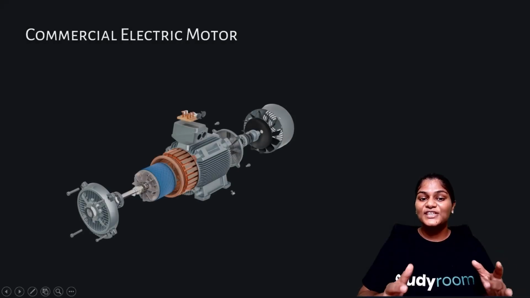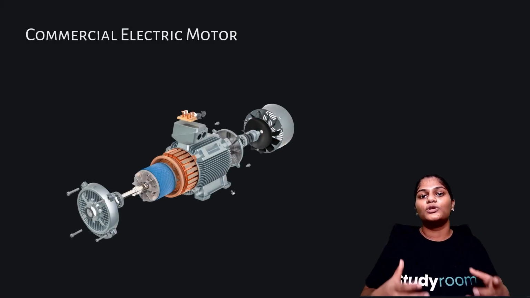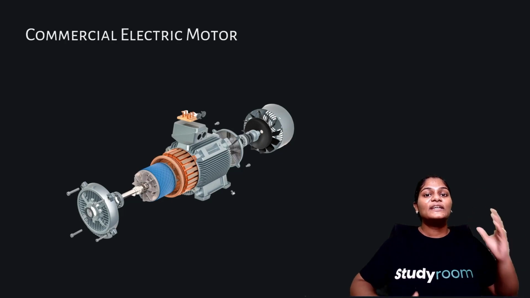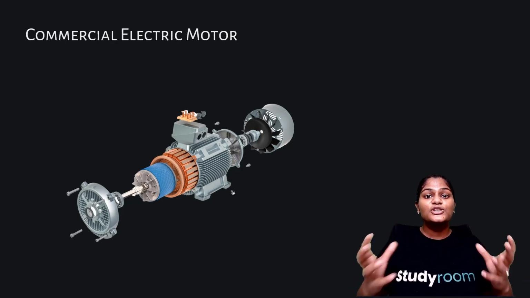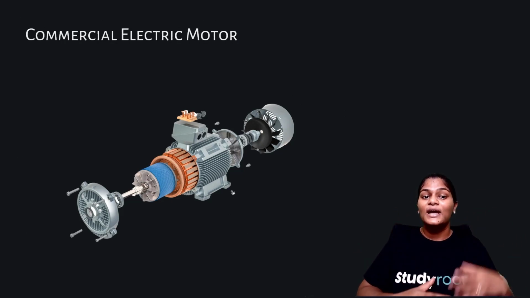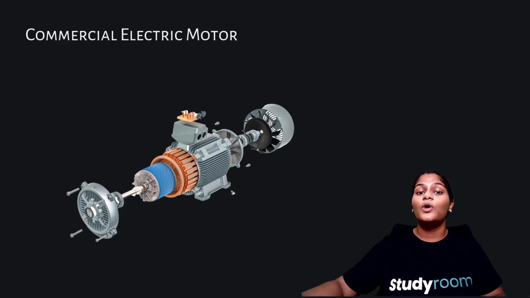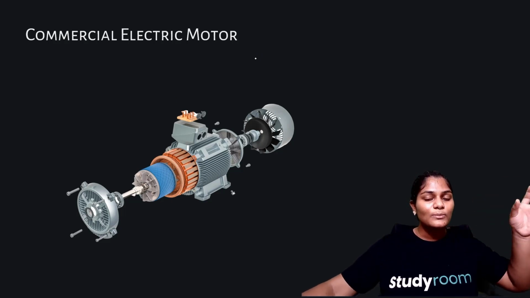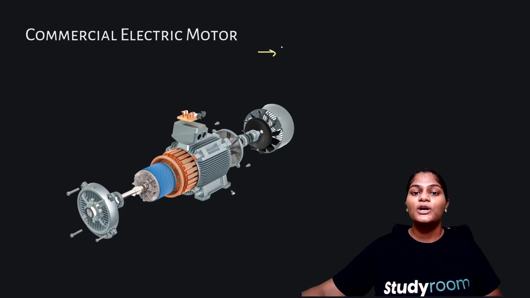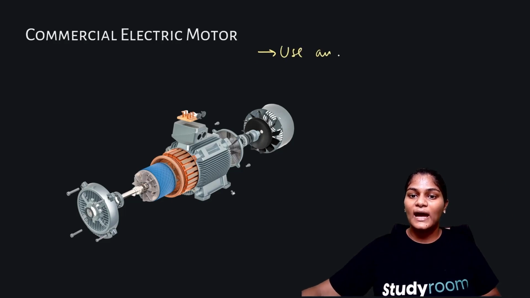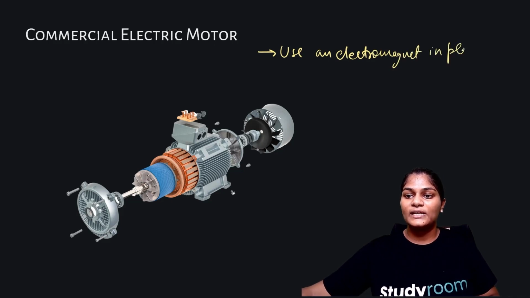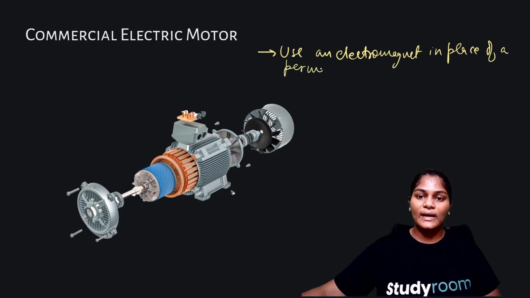Now this is what a commercial electric motor looks like. That was just to tell you the functioning and the basic structure of a commercial motor. This is the commercial motor, and what are the differences in the normal motor that we studied and the commercial motor? We use an electromagnet in place of a permanent magnet.